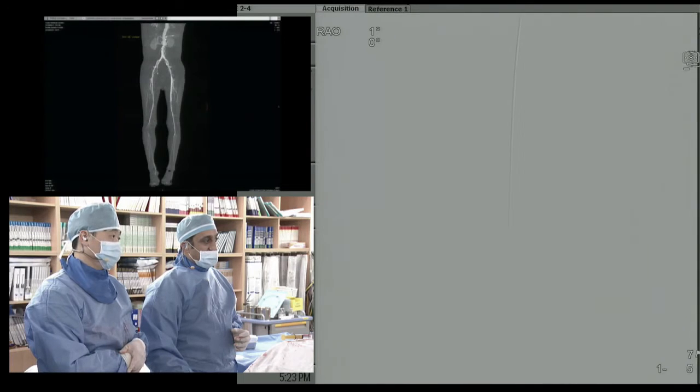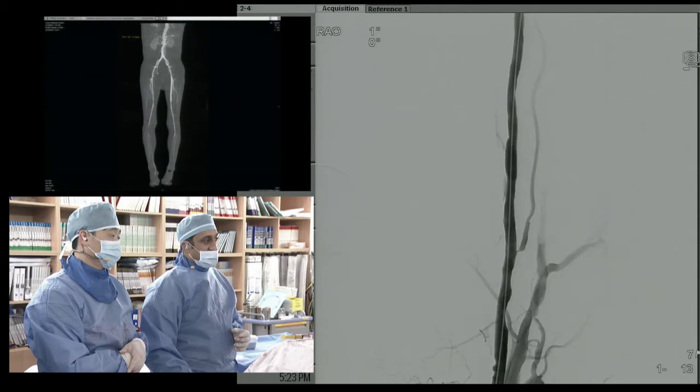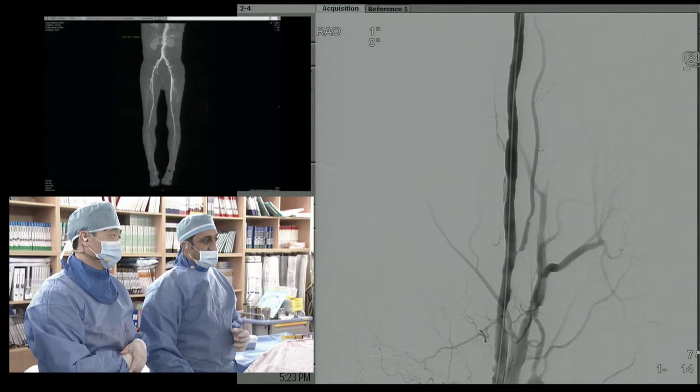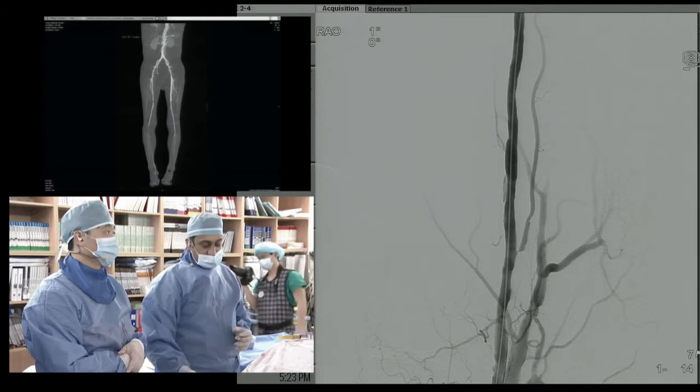And here's the result after that. So there's a small linear, non-flow limiting dissection. Would anybody want to do anything more here?